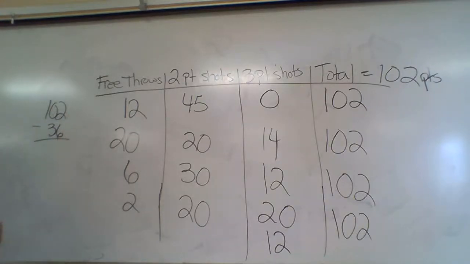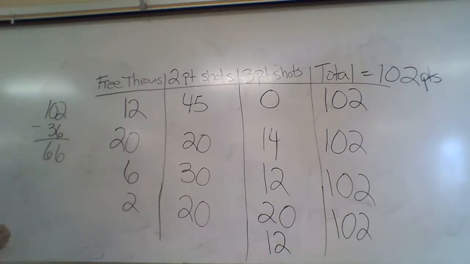So you have 102 minus 36. Figure out what 102 minus 36 is. Did you get it? It should be 66. Okay, we need 66 more points to win the game.